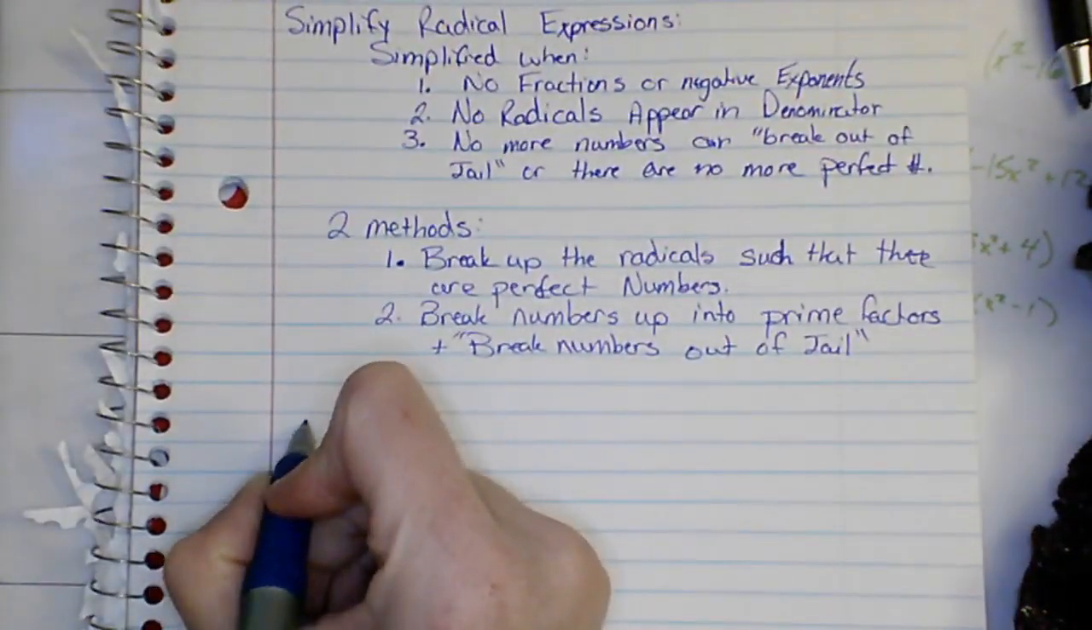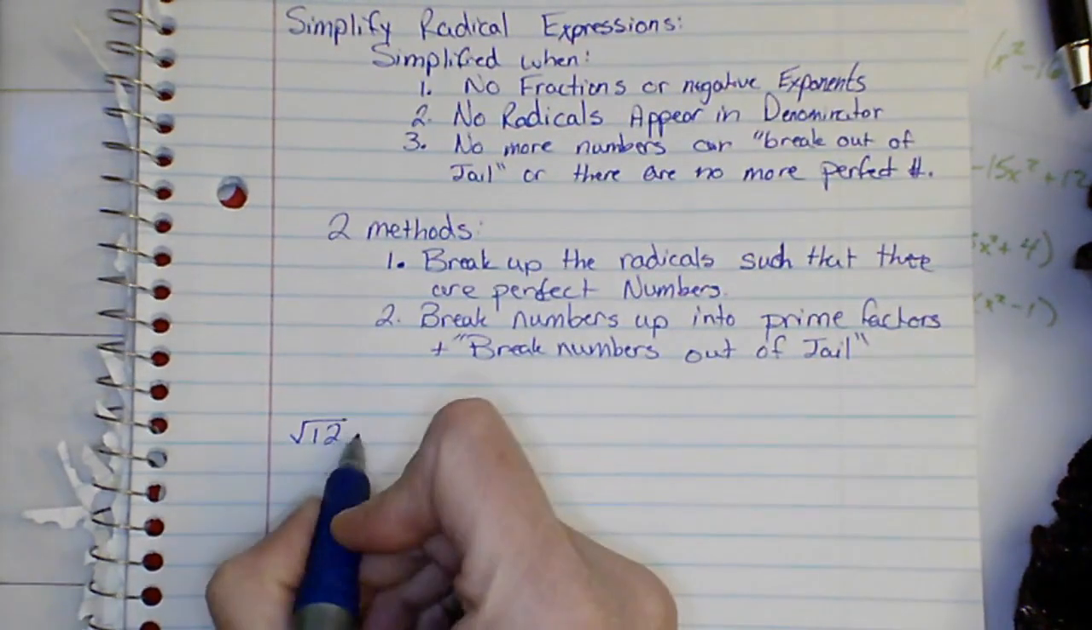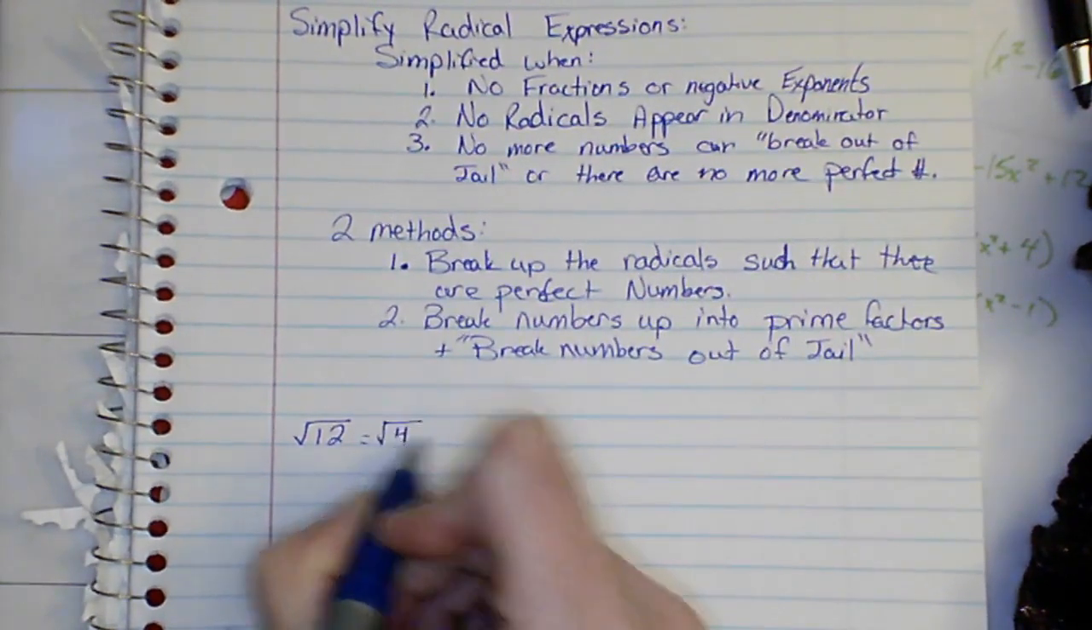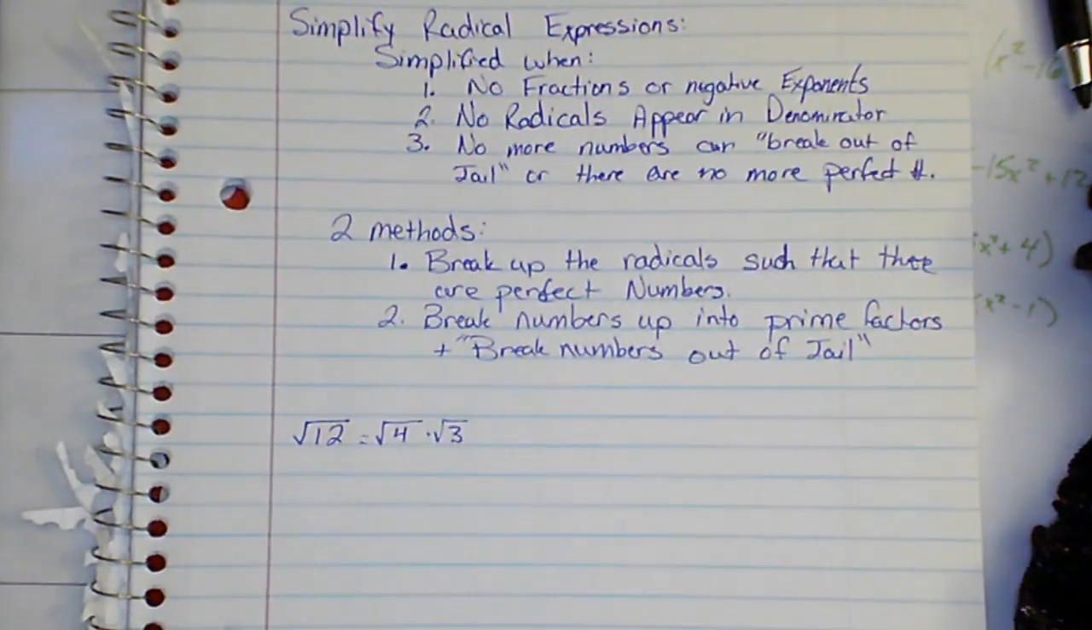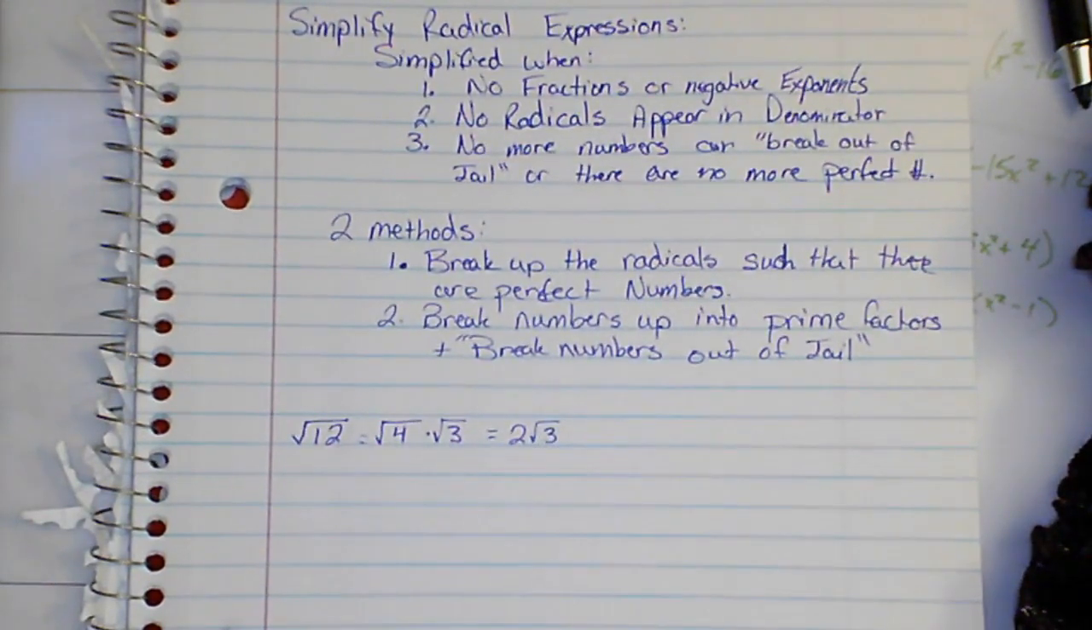So for instance, we have square root of 12. The first method involves knowing your perfect numbers and what perfect number can go into 12. Well, we can break up 12 into square root of 4 and square root of 3. Square root of 4 is 2, and square root of 3 is just square root of 3. And we're simplified. Now, simple numbers like 12 are easy to think of, but when we get into larger numbers, they're a little harder to think about.